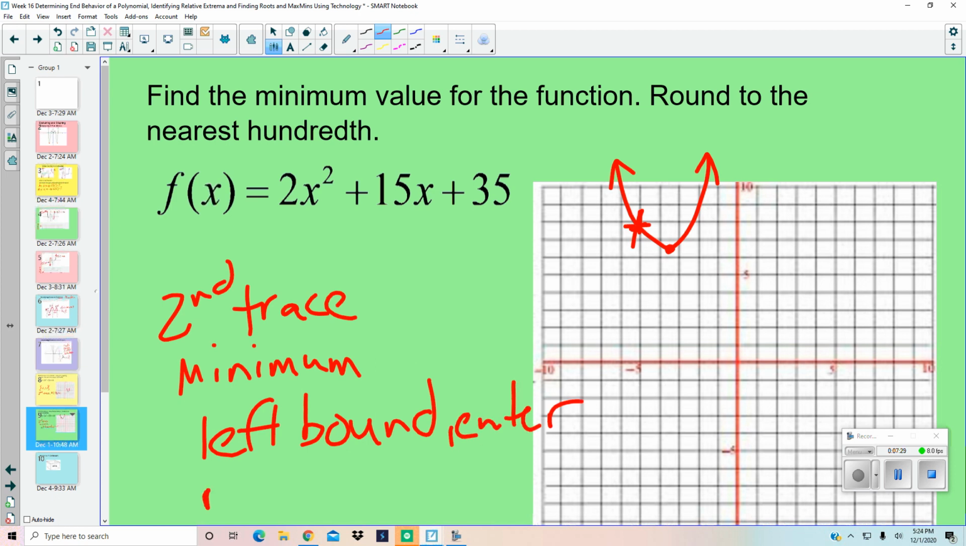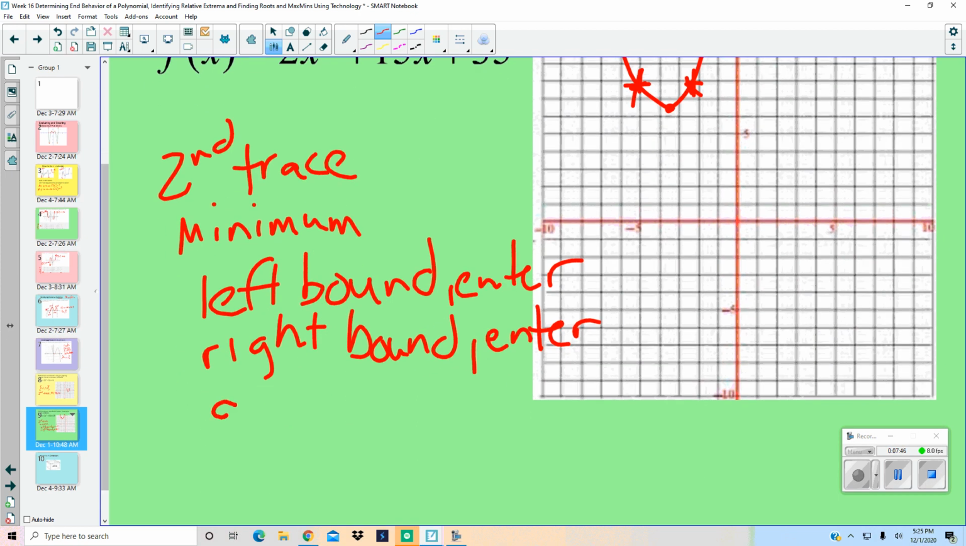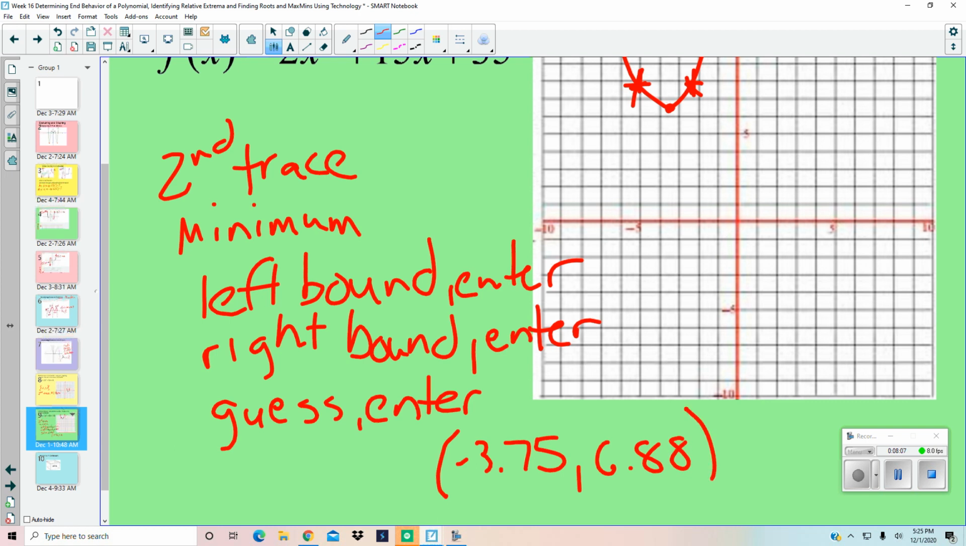Then it will say right bound. And you're going to move your cursor to the right of the minimum and press enter. Then it's going to say guess. When it says guess, all you do is press enter. You don't move it at all. So you're pressing enter 3 times after moving the cursor around. And then it will go right to that minimum, and you'll be able to see the ordered pair. And in this case, it's -3.75 and then 6.88. But we're going to go over these in class with your graphing calculators.